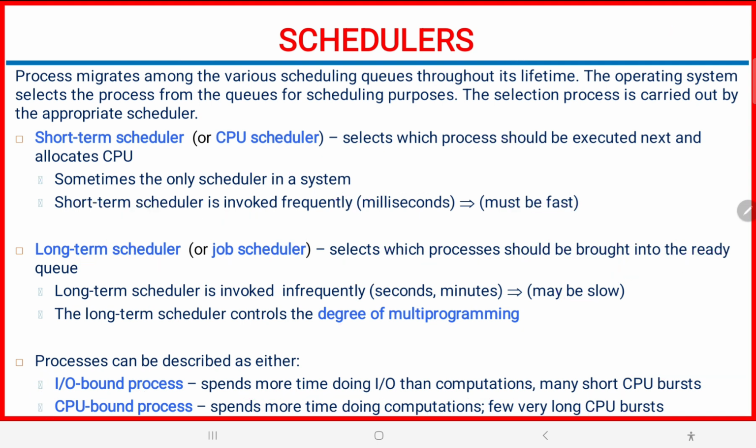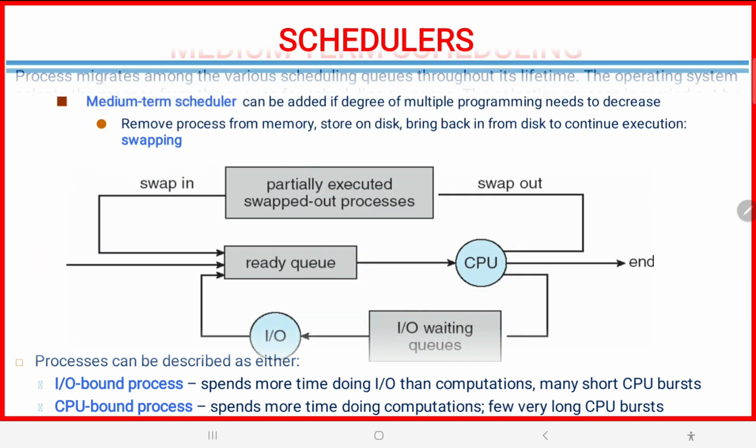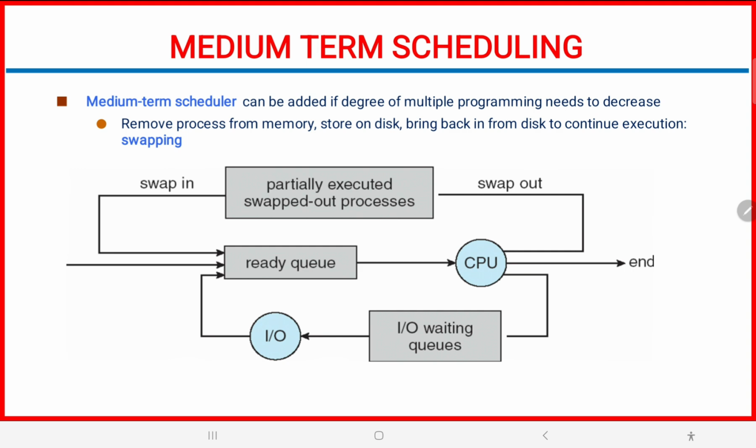Now, apart from these two schedulers, that is the short-term scheduler and the long-term scheduler, there is another category of scheduler which is also known as the medium-term scheduler. It is also called swapping.